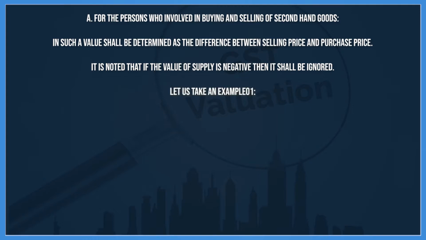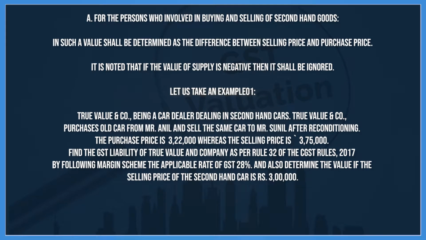Let us take an example. True Value and Company purchases an old car from Mr. Anil and sells the same car to Mr. Sunil after reconditioning. The purchase price is rupees 3,22,000, whereas the selling price is rupees 3,75,000. Find the GST liability of True Value and Company as per Rule 32 of the CGST Rules 2017 by following margin scheme, the applicable rate of GST 28%, and also determine the value if the selling price of the second hand car is rupees 3 lakh.